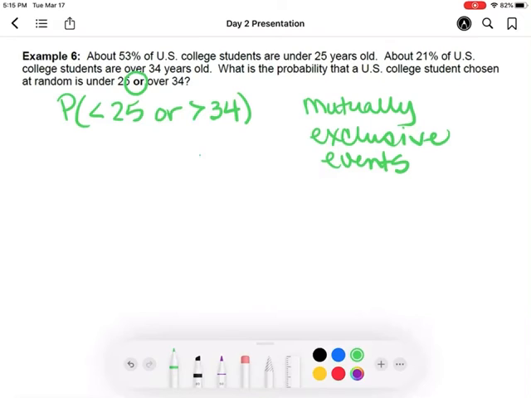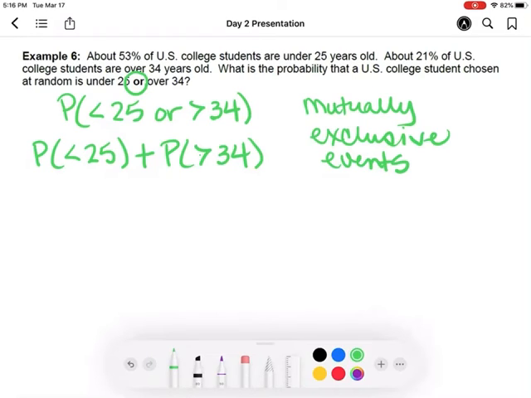All right, so this would be the probability of being less than 25, and again, or is addition, so plus the probability of being greater than 34. And there's nothing to subtract because there's no one who is in both groups at the same time.